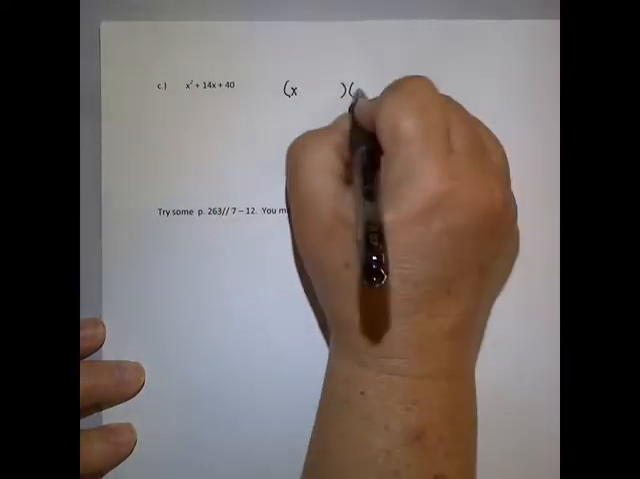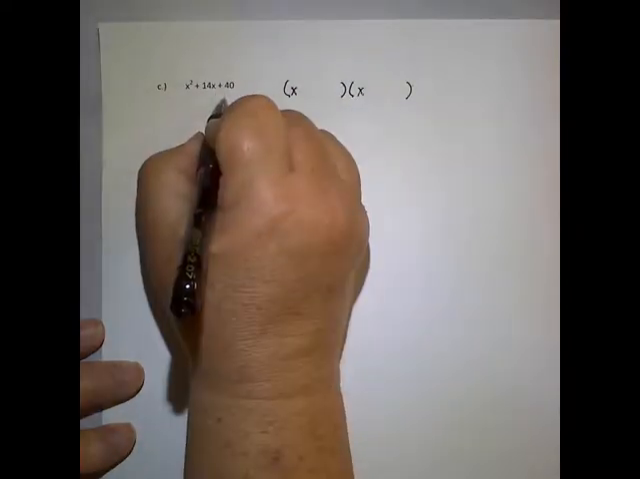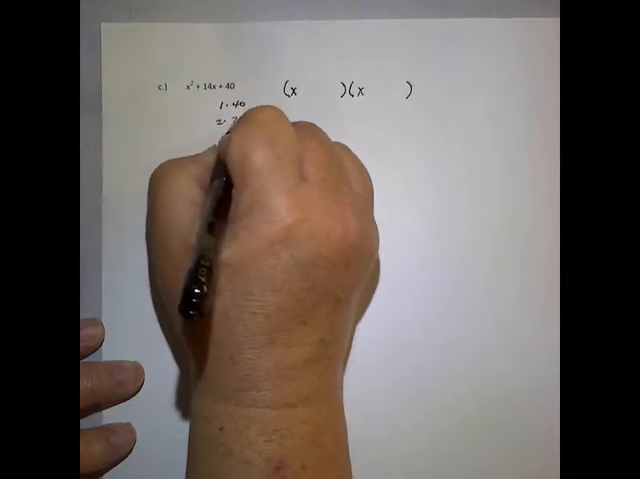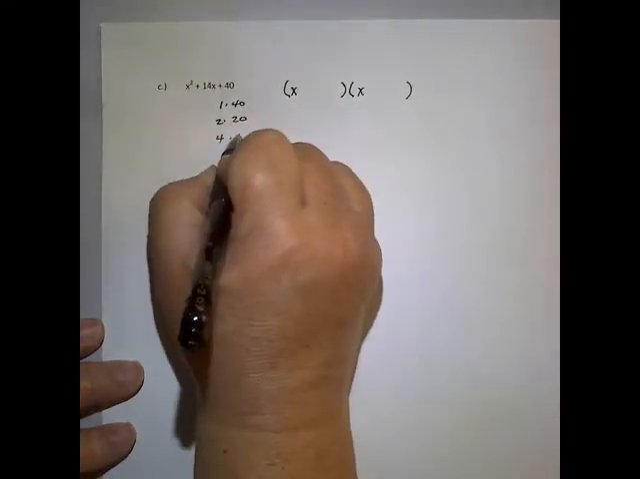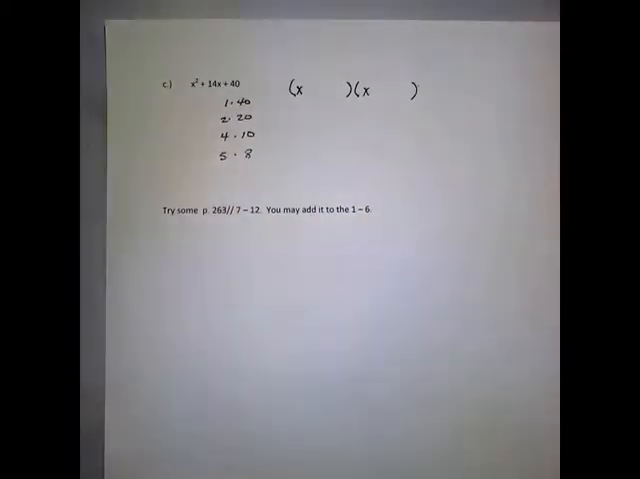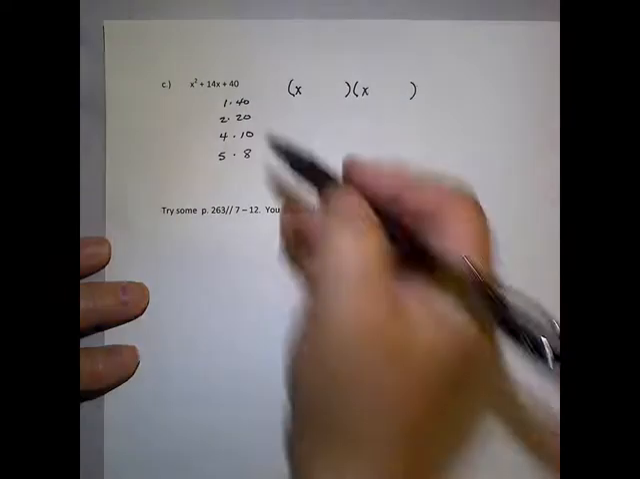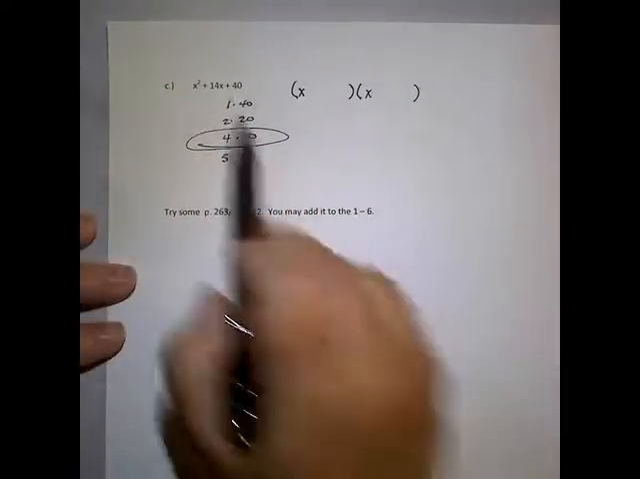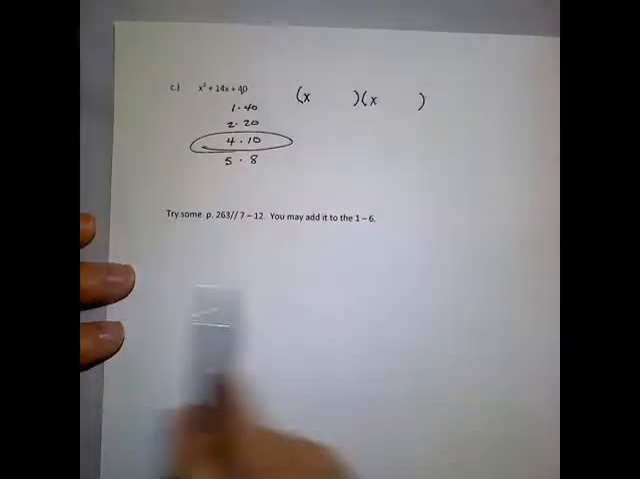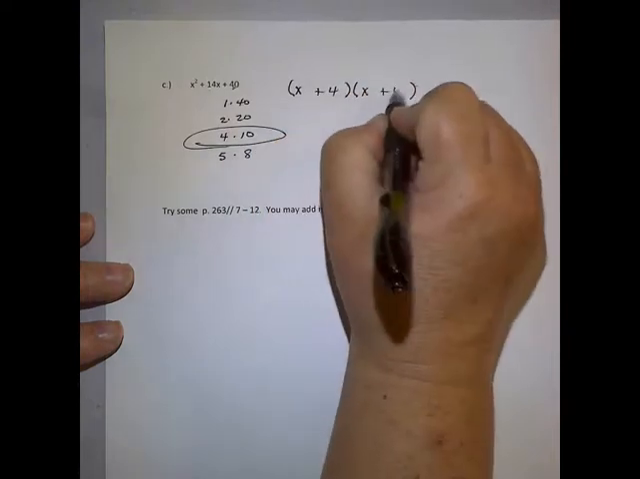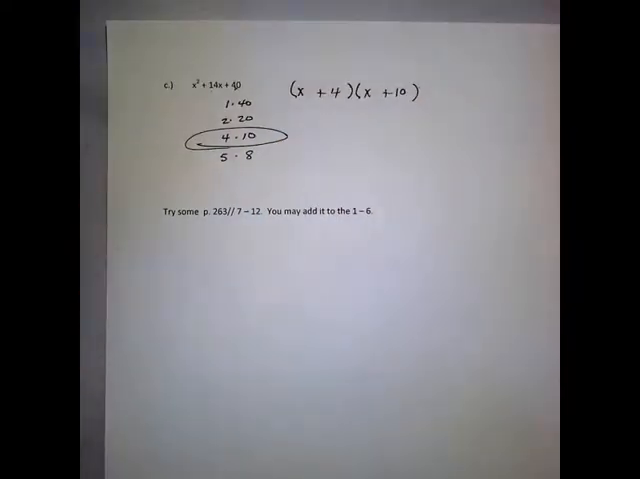X times x. Now let's look at 40. 1 times 40, 2 times 20, 4 times 10, 5 times 8. So which set added together is the 14? And you probably already know, because you're going to get pretty good at figuring out what goes into a number that equals the middle one. So we're going to put down plus 4 plus 10. And that's it. That's all I'm going to give you for today as far as notes are concerned.